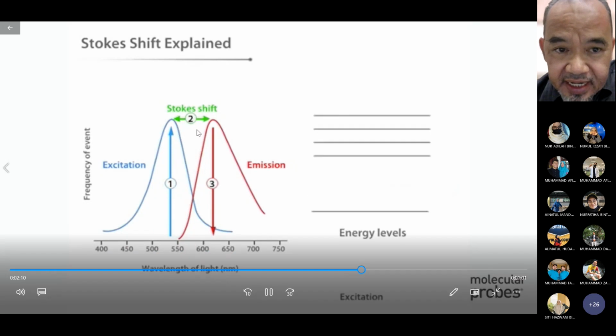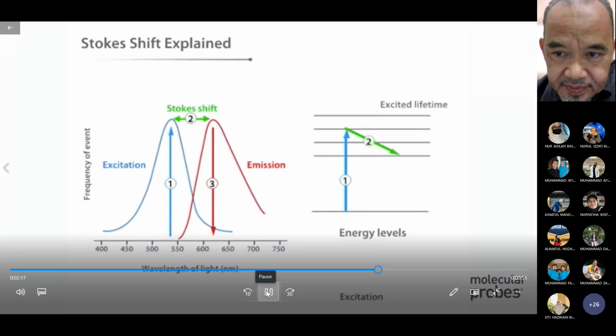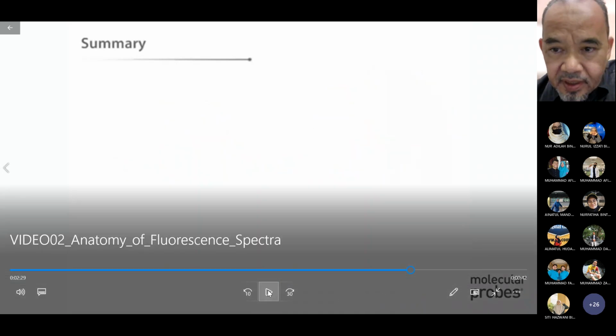Energy loss. The Stokes shift is due to the fact that some of the energy of the excited fluorophore is lost through molecular vibrations that occur during the brief lifetime of the molecule's excited state. This energy is dissipated as heat to surrounding solvent molecules as they collide with the excited fluorophore.